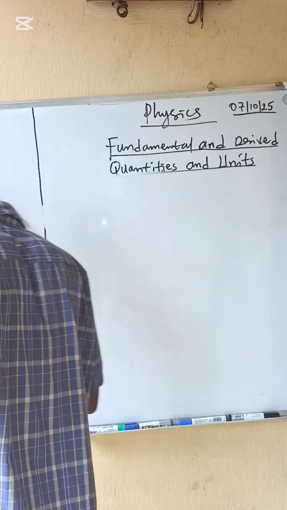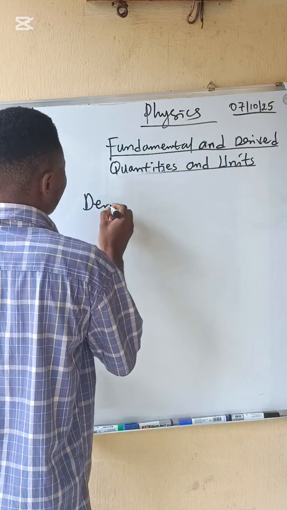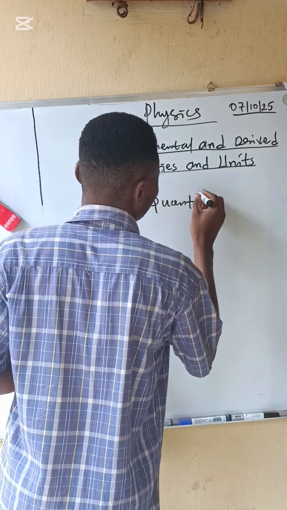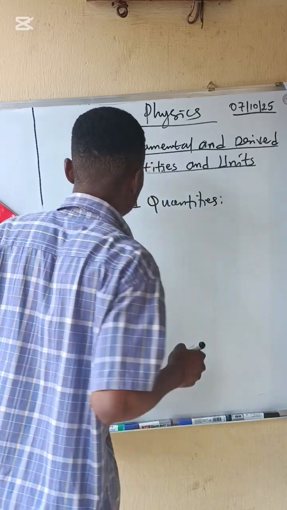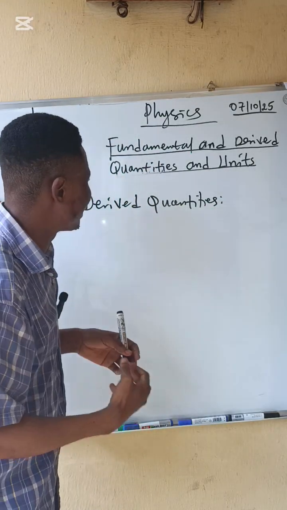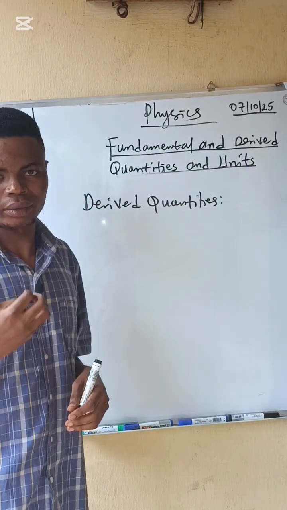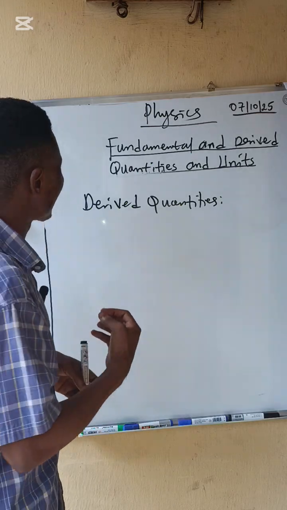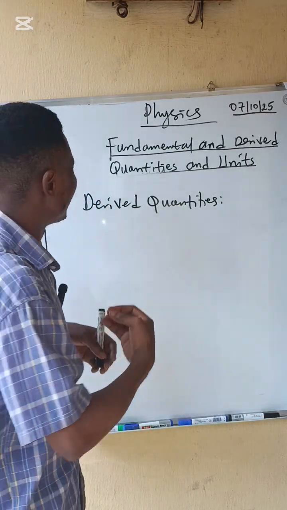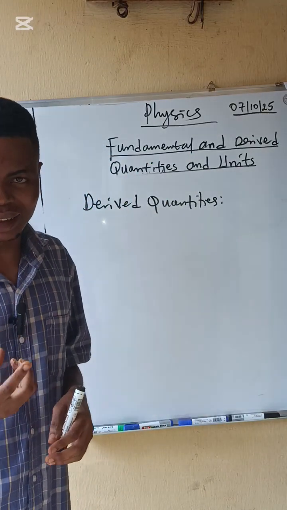All right, let's look at derived quantities. From the word derive, you should know. Derived quantities are those quantities that depend on the fundamental quantities for their existence.